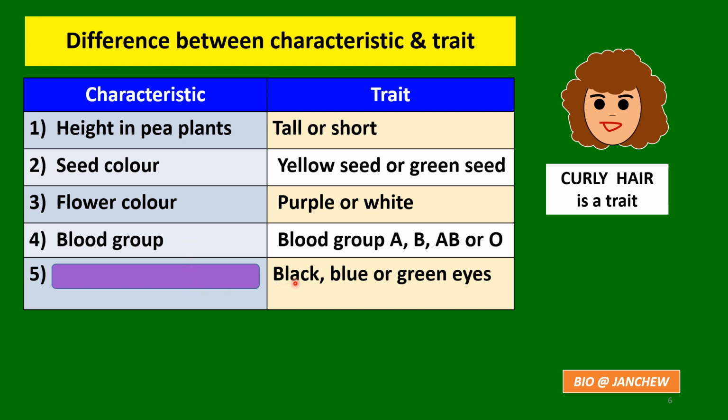Lastly, for the trait, when we talk about the trait of black eyes or blue eyes or green eyes, actually what is the characteristic involved? Yes, eye color, all right? So when we say a person has curly hair, we're talking about her trait, for example, not characteristic.